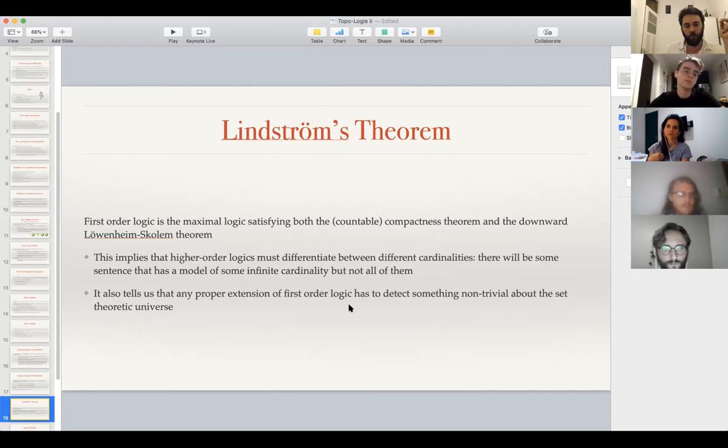Yeah, exactly. So the importance of Lindström's theorem is that, first of all, it's saying it's a maximal logic satisfying both of these. So I can't sort of get any bigger. If I go to a larger logic, like a second order logic, then I will lose these properties.